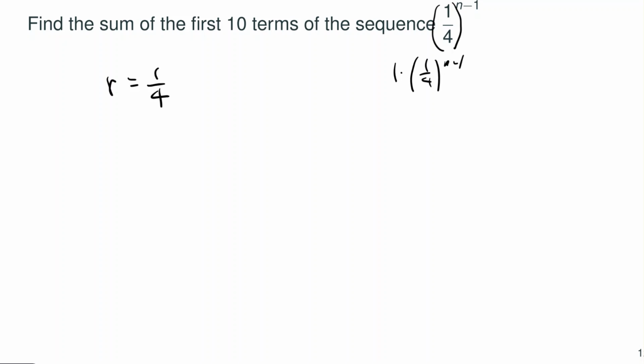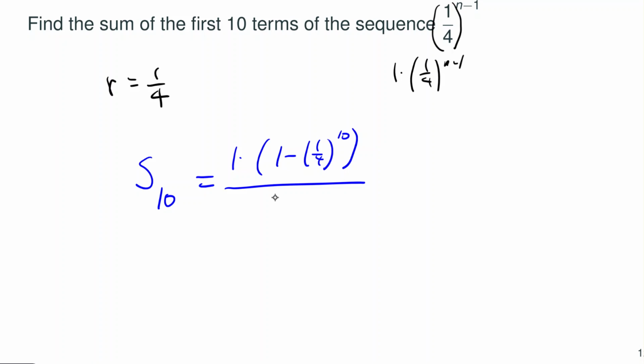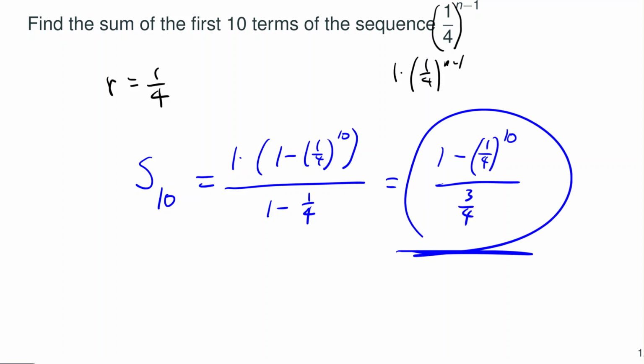Then we use the finite formula for a geometric series. In this case, we're adding 10 of them. Then it's the first term times 1 minus the common ratio to the n, over 1 minus the common ratio. So we have 1 minus 1 over 4 to the 10th power over, this is what? 3 over 4. So this is the sum of the first 10 numbers of the sequence. Add all of them, and this is what we get.